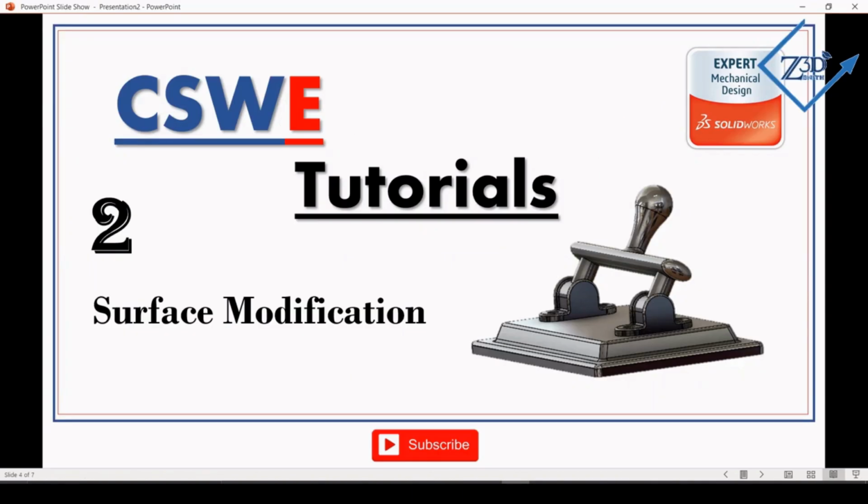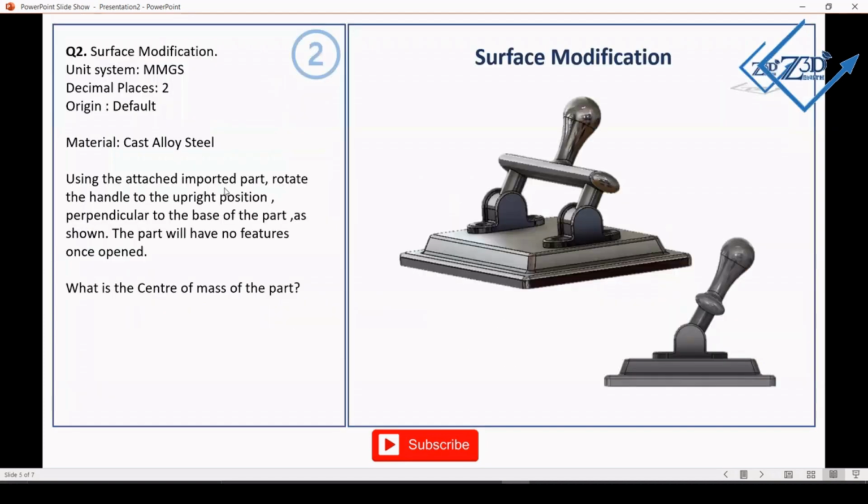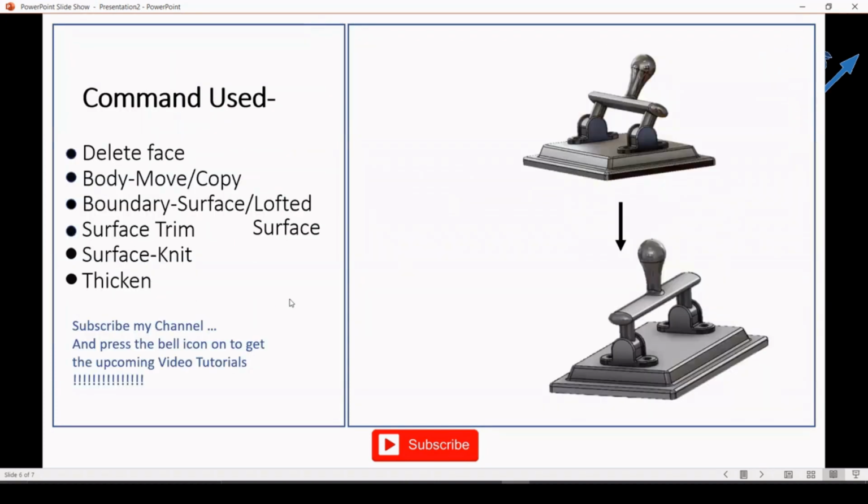Now moving to question 2, we have to do surface modification. Here the material is MMGS and we have to download the attached part and rotate the handle to the upright position, that is the perpendicular position, and we have to measure the center of mass of that part. We can see it in the right side image also.